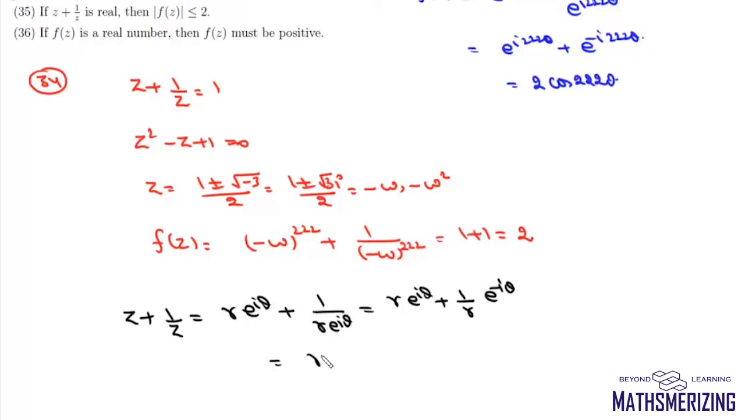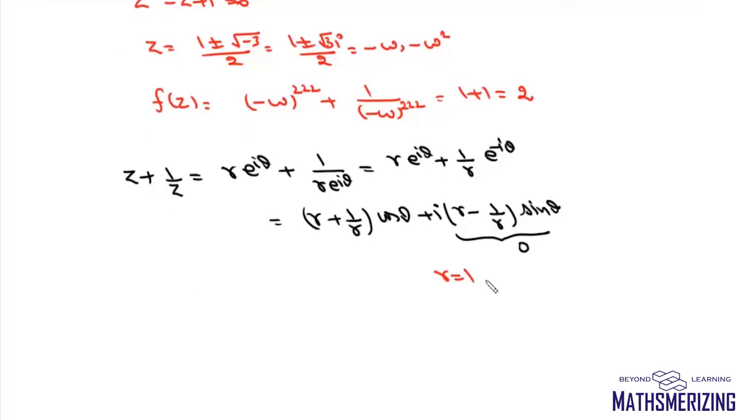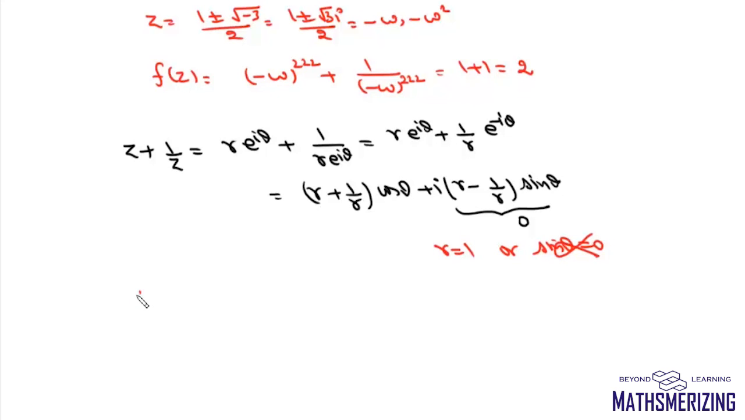Now we can write this as r plus 1 upon r cos theta plus iota r minus 1 upon r sin theta. Now if this is purely real, then basically this part must be 0. And if it is 0, then either r is 1 or sin theta is 0. But sin theta cannot be 0, as in the question it says it is not purely real.